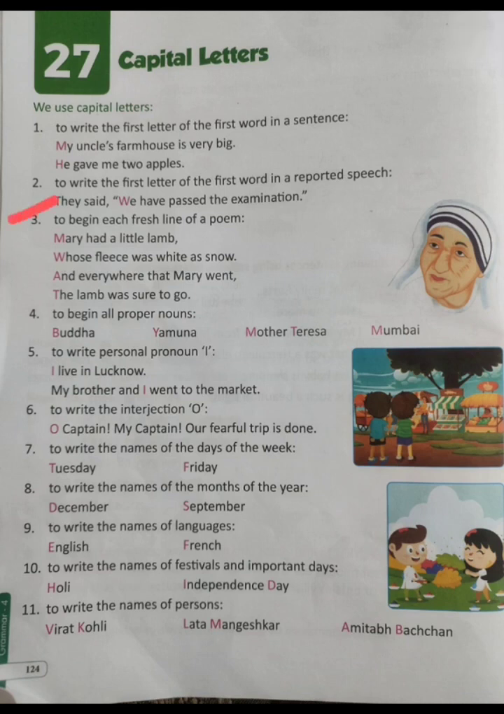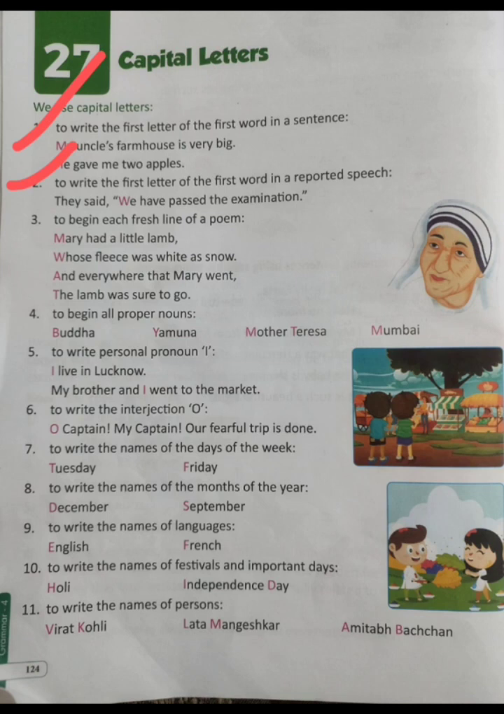They said, We have passed the examination. So as you can see, in a reported speech the first letter of the first word is capital, W is capital. So the second rule is always write the first letter of the first word in a reported speech capital. I hope these two rules are clear to you. First one is always write the first letter of the first word in a sentence capital, and the second rule is the first letter of the first word in a reported speech should be capital.